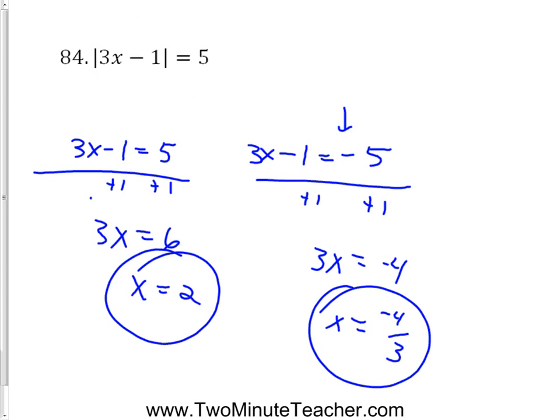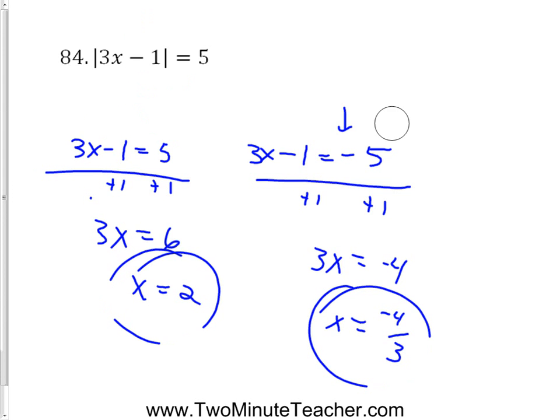If I stick in a negative 4 thirds here, I take 3 times negative 4 thirds, minus 1, in absolute value. These 3's will cancel and turn into 1's, and so it's negative 4 divided by 1, which is negative 4, minus 1 makes negative 5, and the absolute value of negative 5 is 5. It worked. Yes. So when you have absolute values like this, split it into two parts.